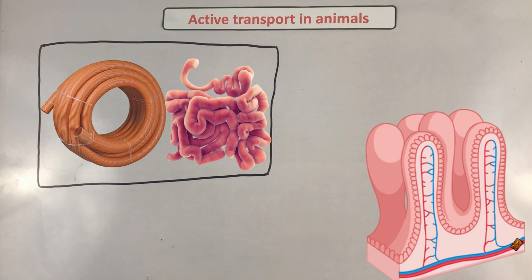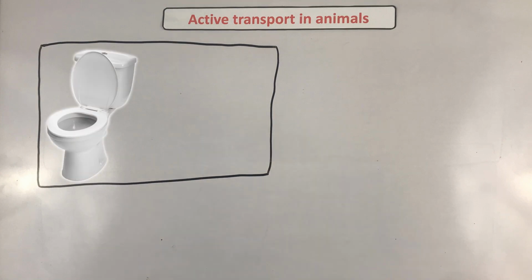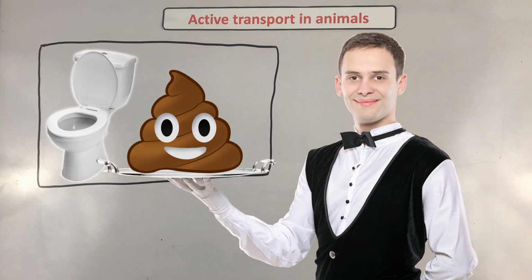We don't want to be like rabbits. They eat their poo to get some of the nutrients that they missed the first time round. Imagine if that was our reality. Toilets would be like mini restaurants.